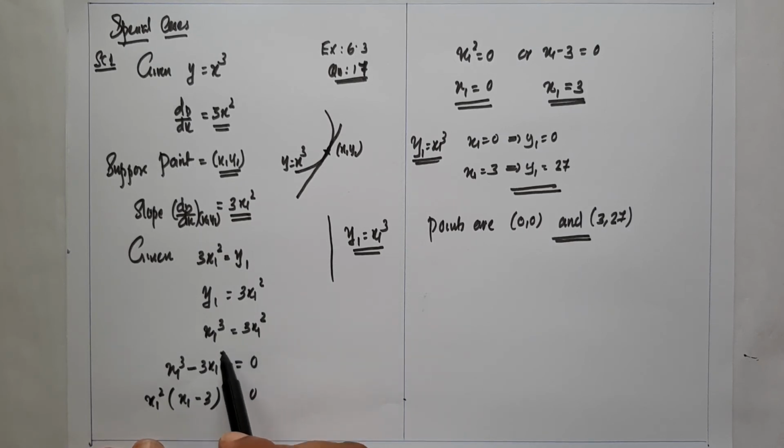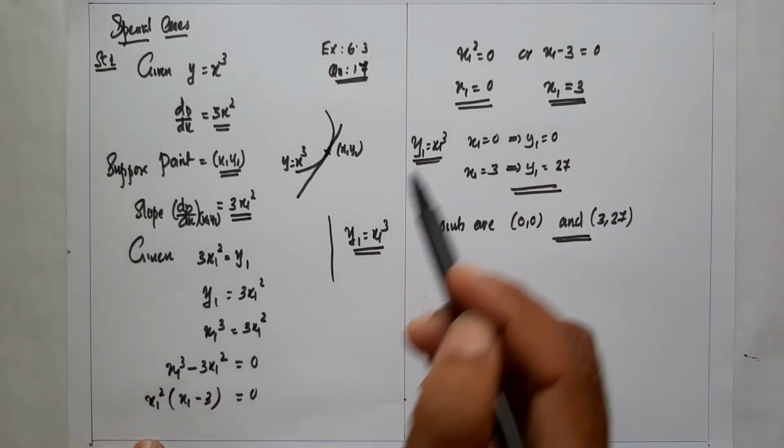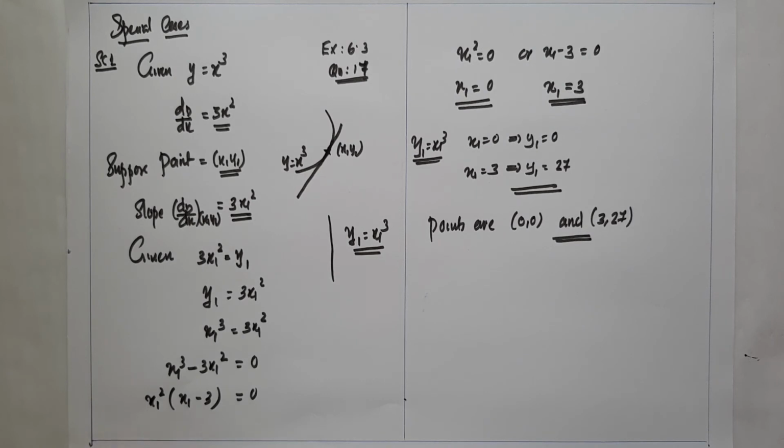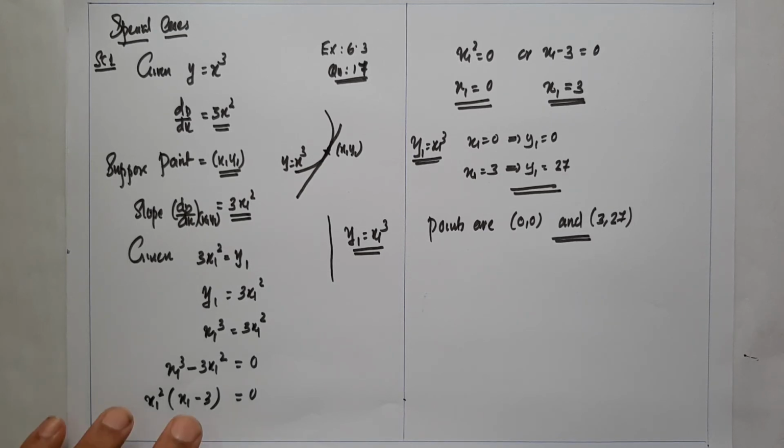And therefore x1 cube minus 3x1 square is 0. Here x1 square is common, we get answer x1 square into x1 minus 3 equal to 0. Then by using zero factorization theorem, we get answer x1 equal to 0, or x1 is equal to 3. When x1 equal to 0, y1 is also 0, and x1 equal to 3, y1 is equal to 27. That's all.